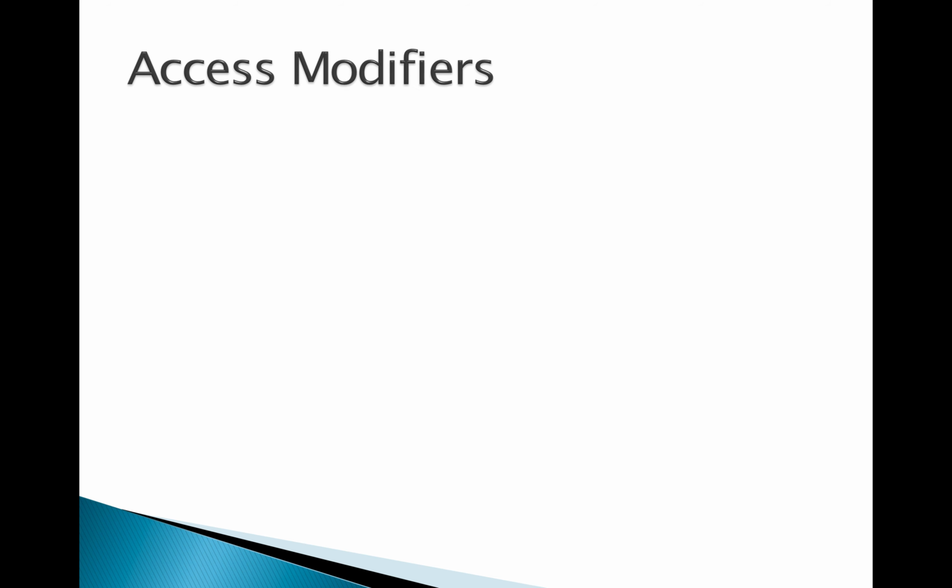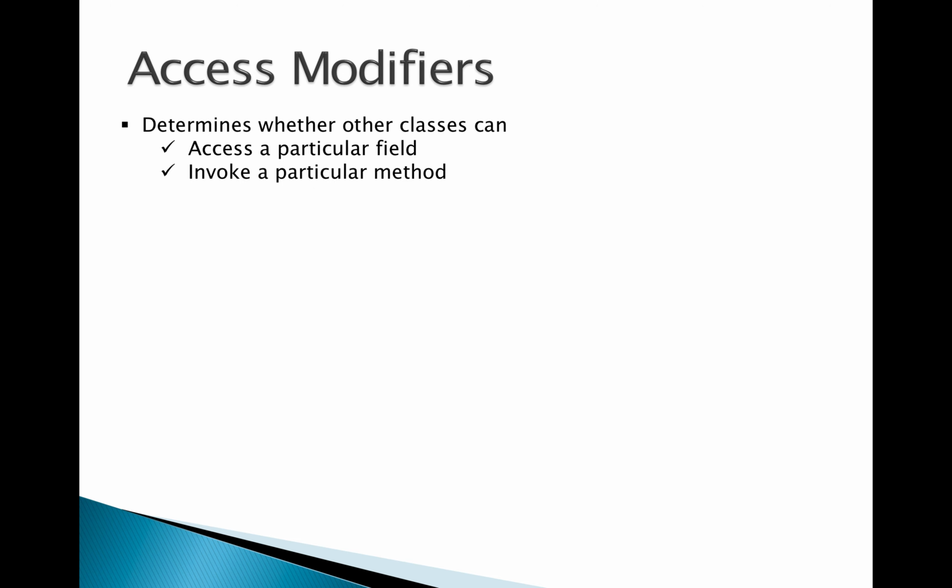Okay, let's move on to access modifiers. The access modifiers determine whether classes can access a particular field or invoke a particular method. There are two levels at which access modifiers are applied. One is the top level, which is the class, the public class. At that level the access modifiers can be applied, and they can also be applied at the member level.